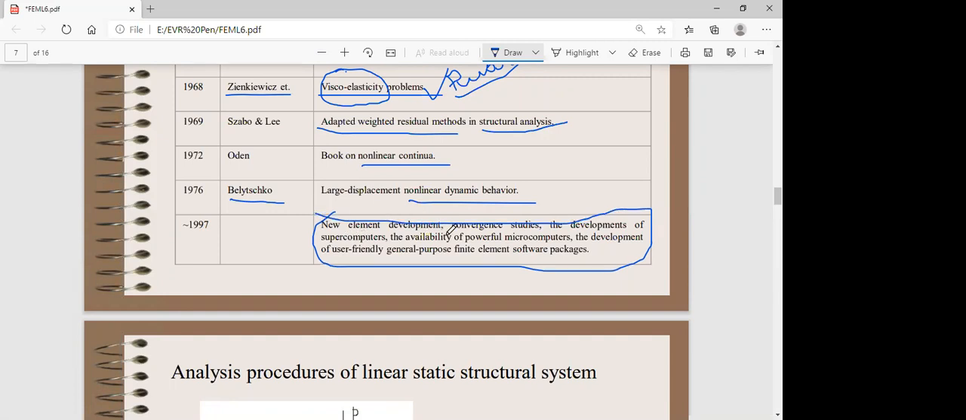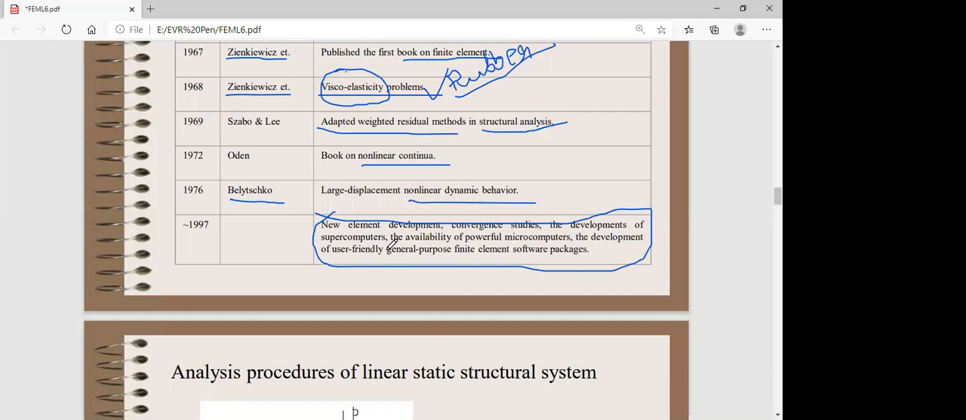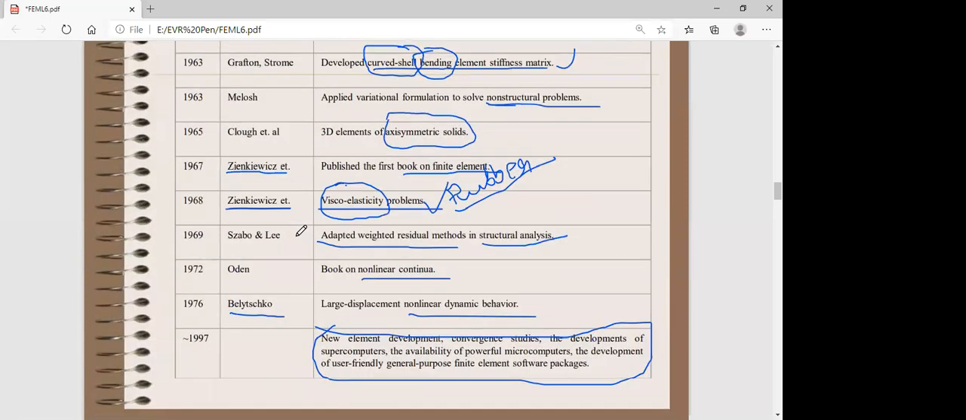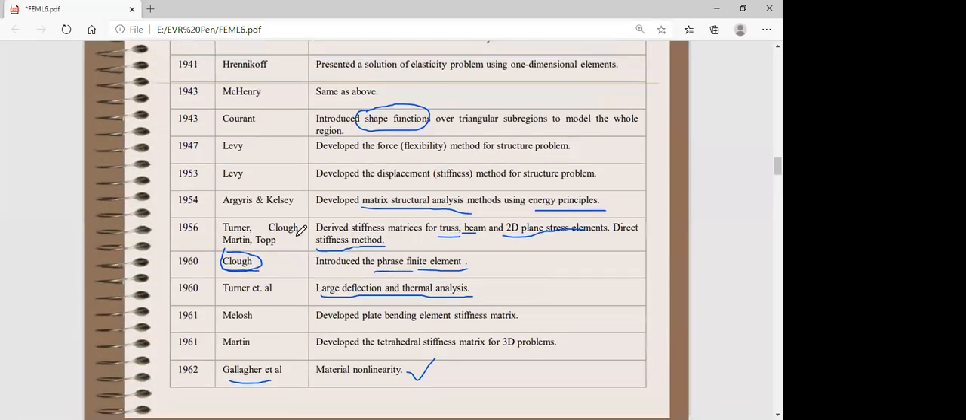New elements are developed, along with convergence studies. There was the development of supercomputers, the availability of powerful microcomputers, and the development of user-friendly general-purpose finite element software packages. Okay, so this is about the historical background of the finite element method.